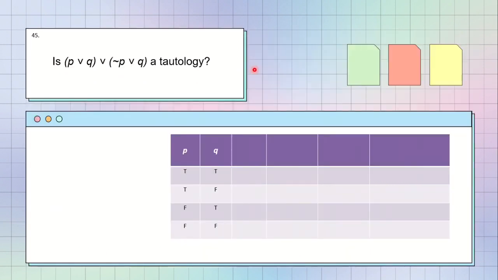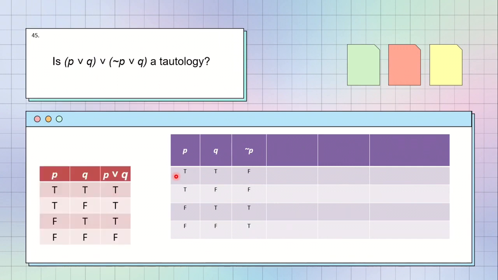So the next example is P or Q or not P or Q. Is it a tautology? We have here two propositions and their values. On the next column, we will negate the P proposition. Negation, again, is the opposite. So the opposite of true is false, false is true, and so on.